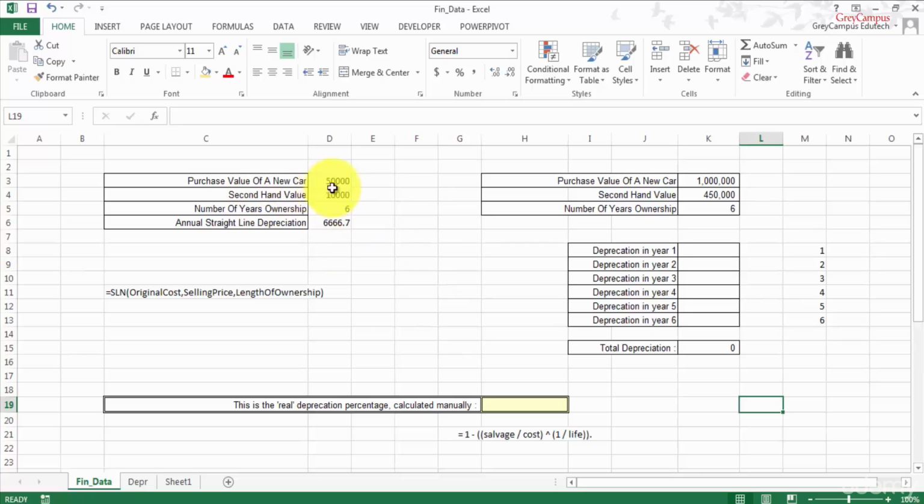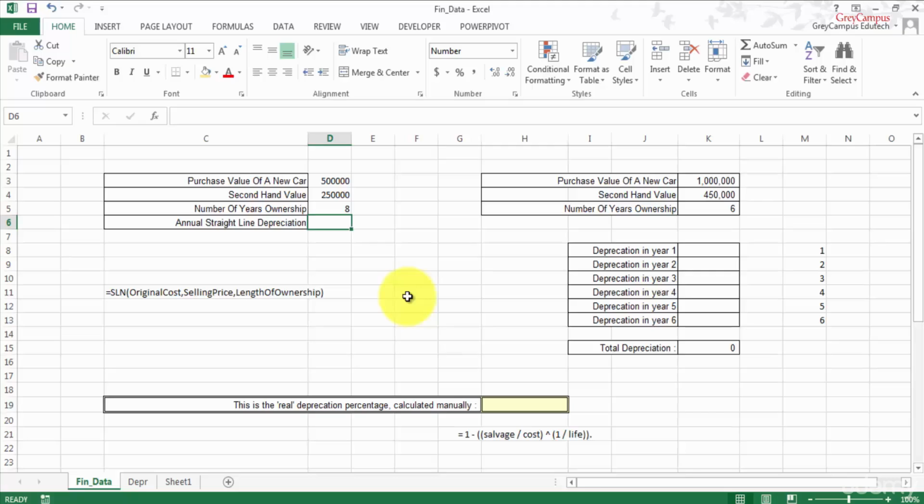Here we see that the purchase value of a particular car, let's say a new car, is 50,000. Let me remove this data and let it be 5 lakh instead of 50,000. The second-hand value of this car will be 2,50,000, and the number of years it was with the owner was, let's say, 8 years. I just wanted to check what the straight line depreciation is.